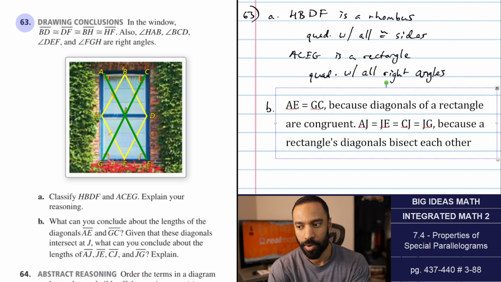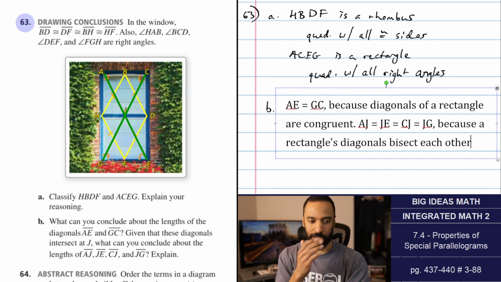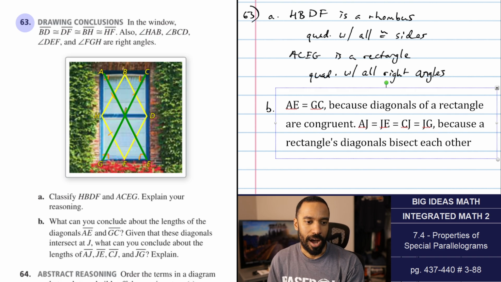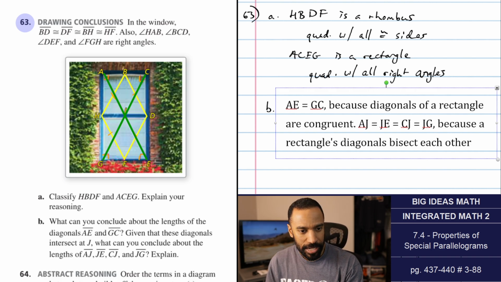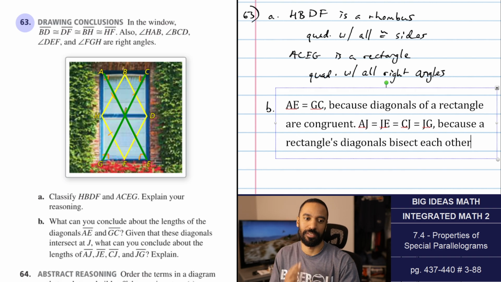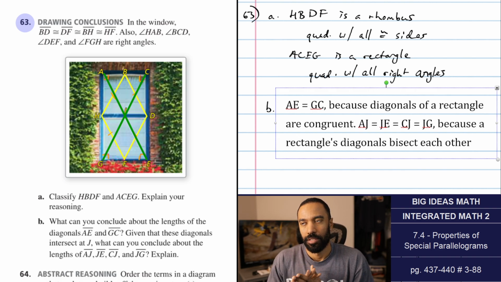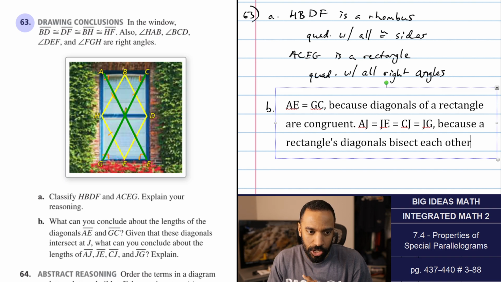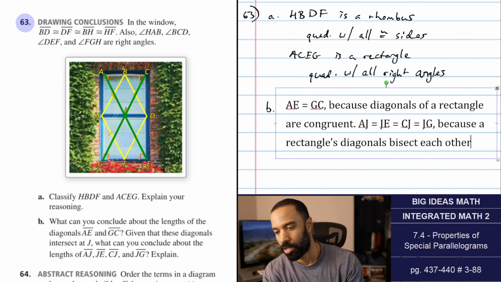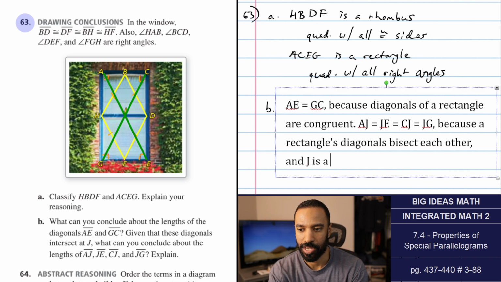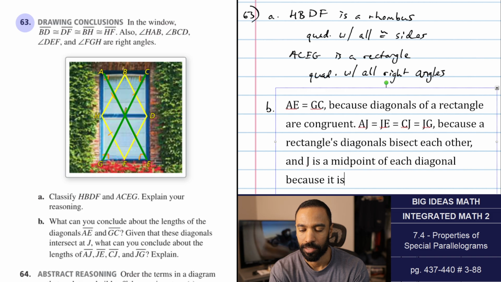Now, this kind of has to do with the rhombus. Given that they all intersect at J, J is on HD. HD are parts of the rhombus's diagonal. And J is a midpoint of each diagonal because it is on the rhombus's diagonal.